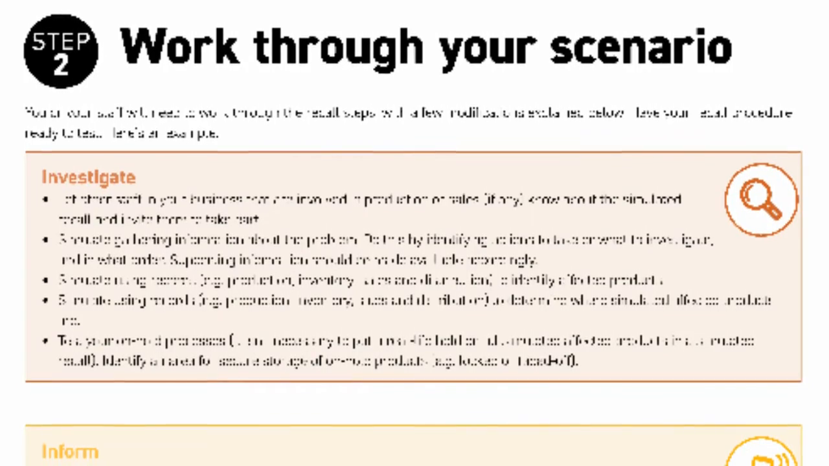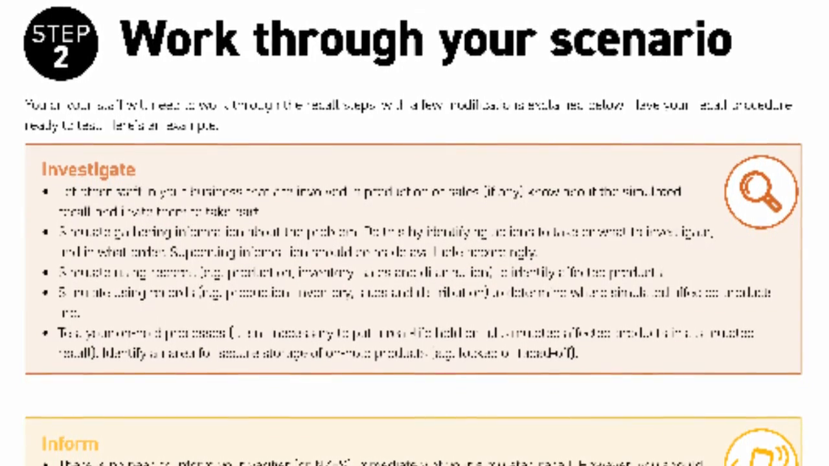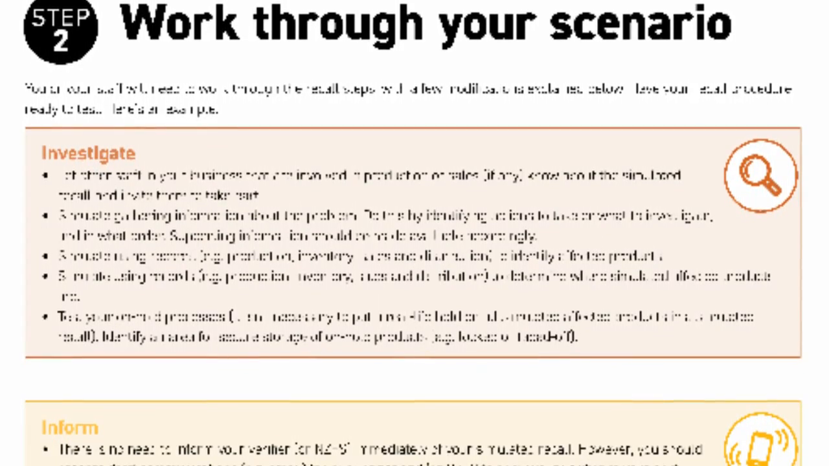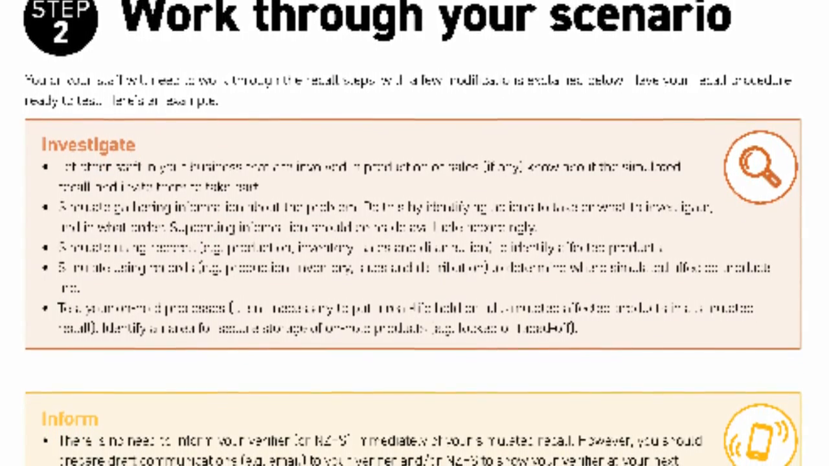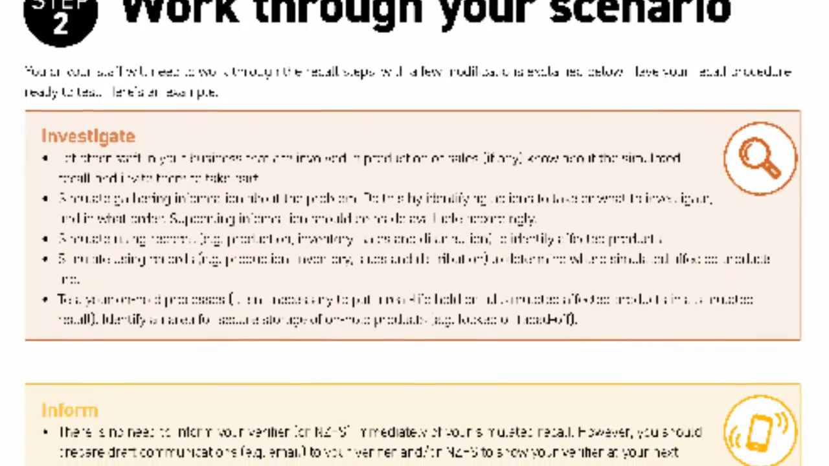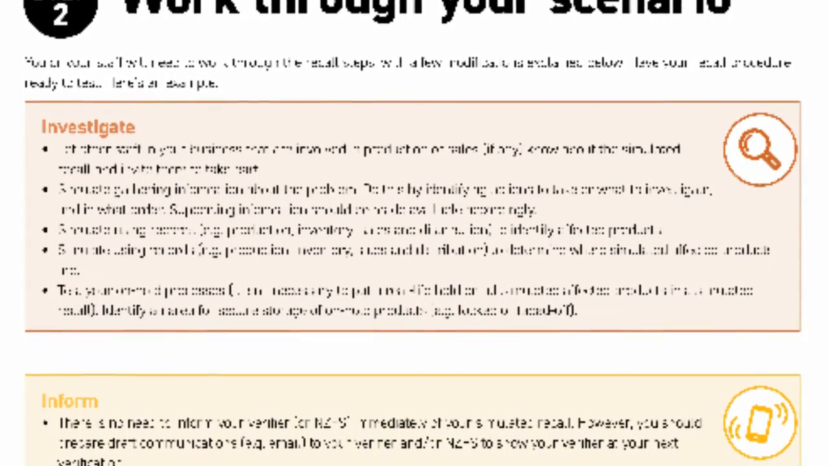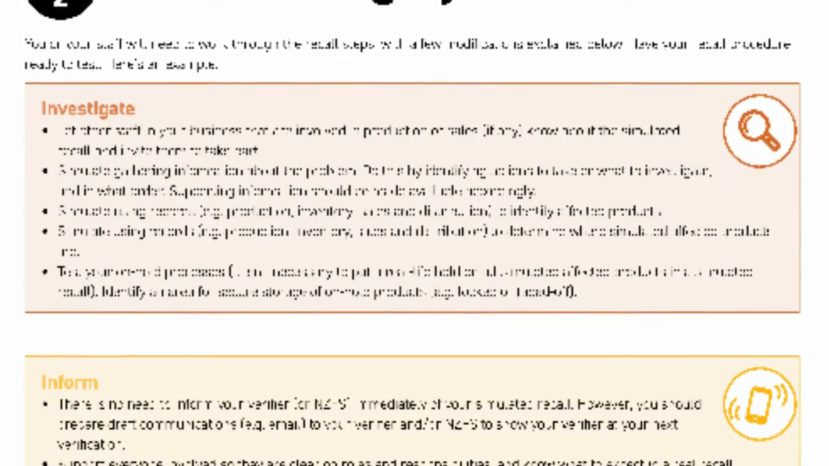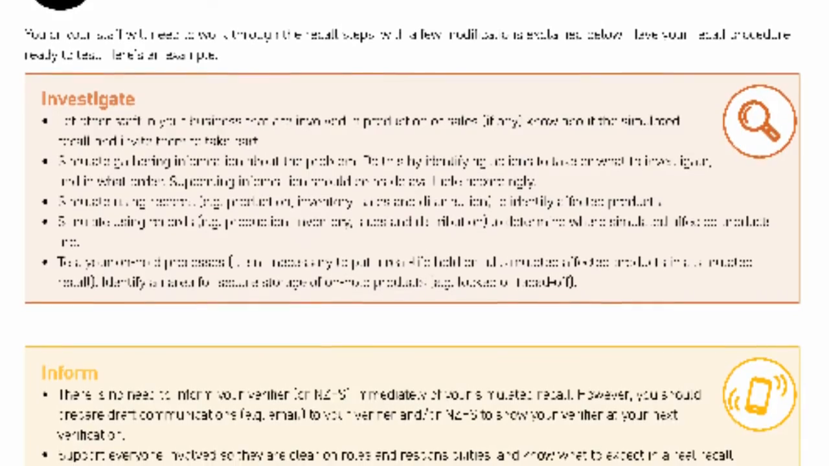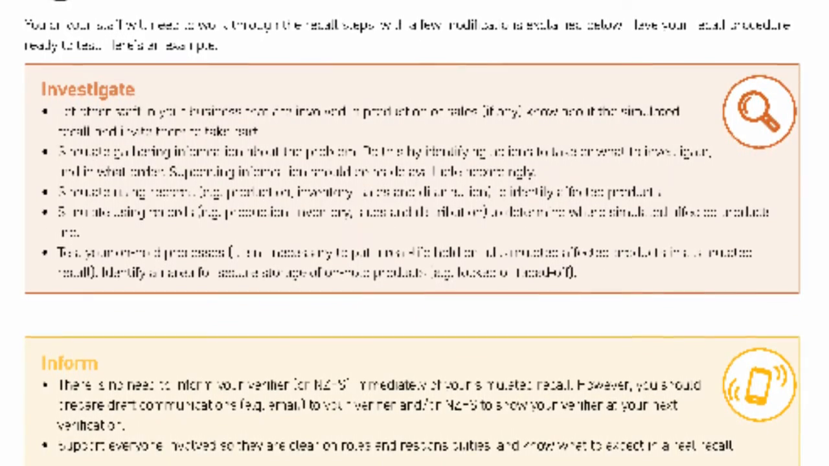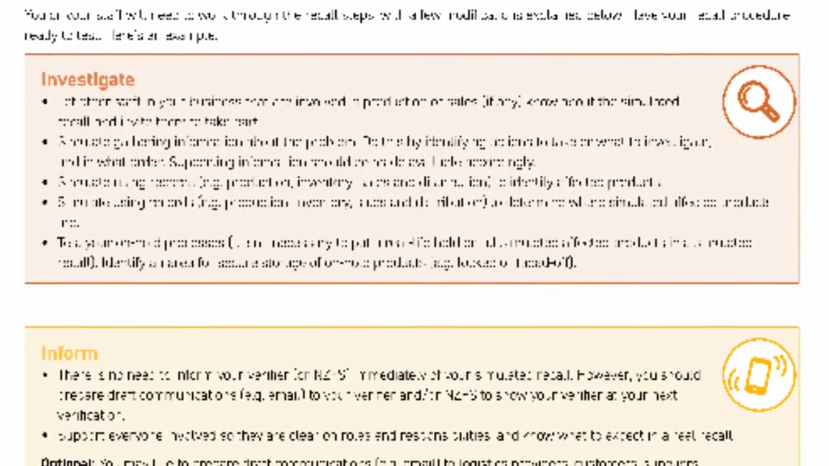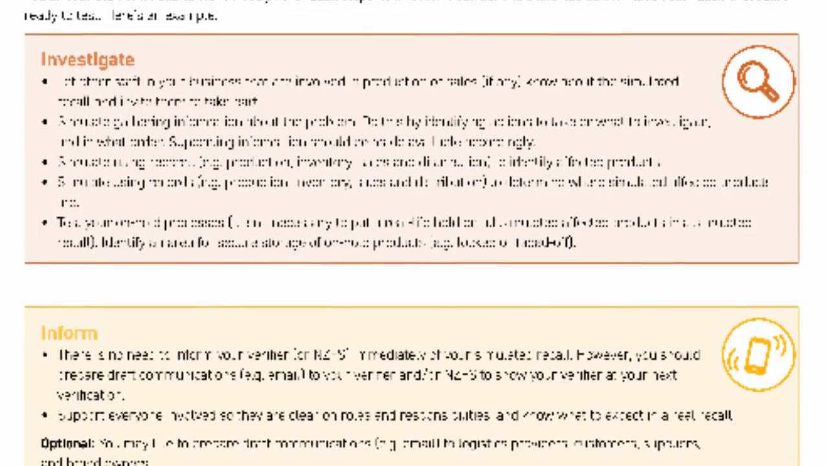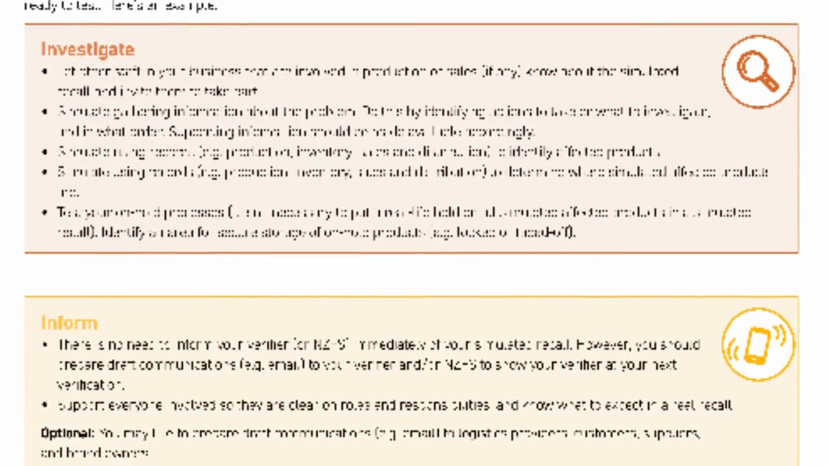Simulate using records such as production, inventory, sales and distribution to identify affected products. Simulate using records such as production, inventory, sales and distribution to determine where simulated affected products are. Test your on-hold processes. It isn't necessary to put a real-life hold on all simulated affected products in a simulated recall. Identify an area for secure storage of on-hold products, such as locked or taped off.